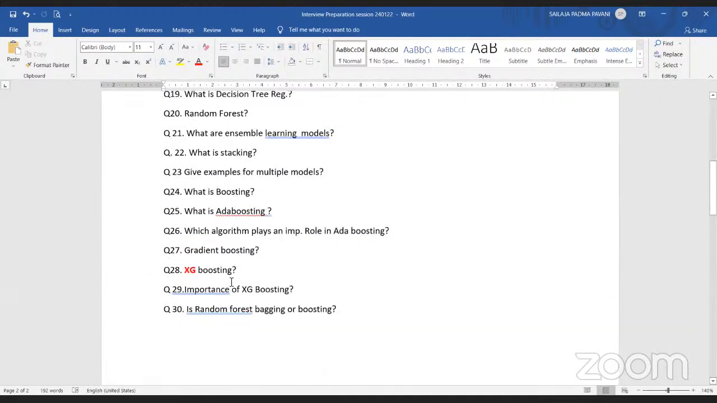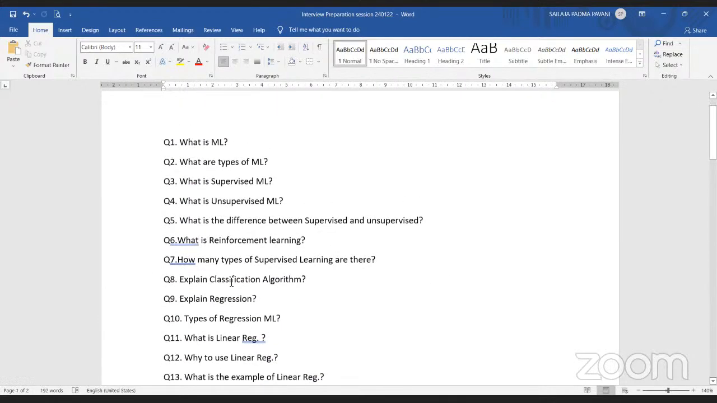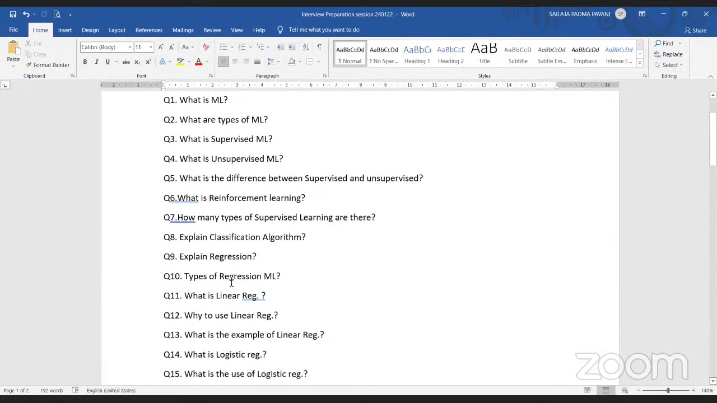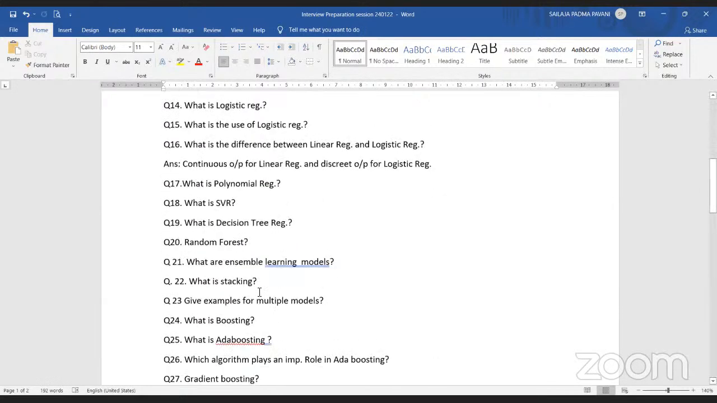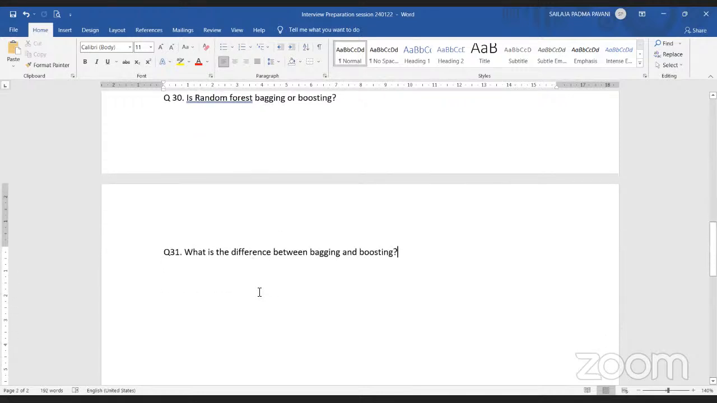Here you can note down the questions. I can scroll up and down, right? You can note down the questions, right, Vicky? If you want, I can share them, but I don't know in which WhatsApp group to share.